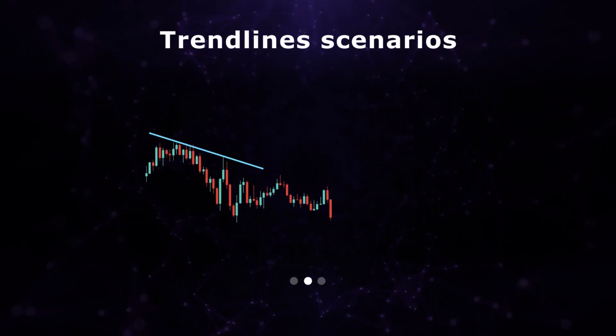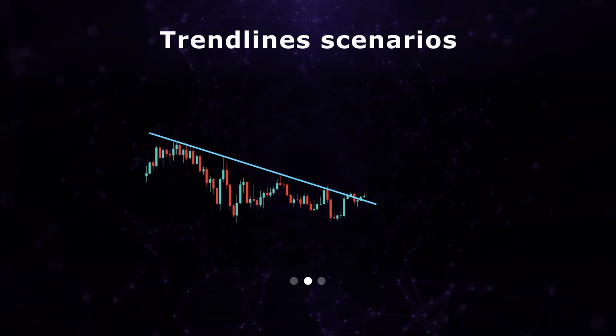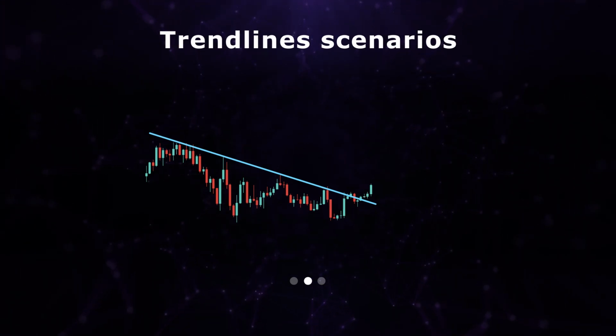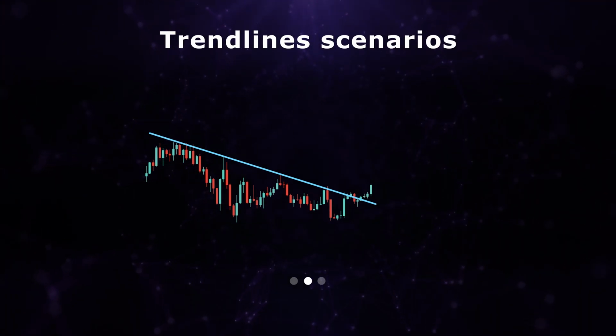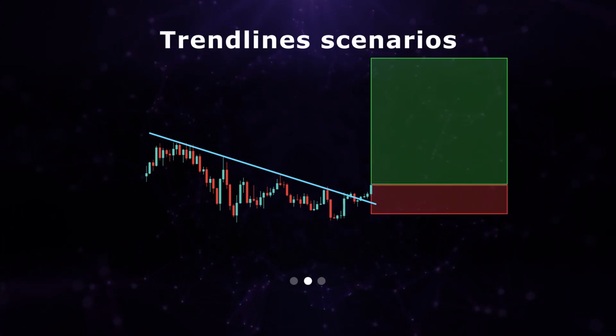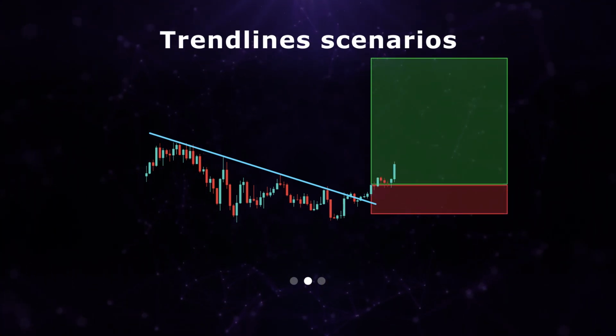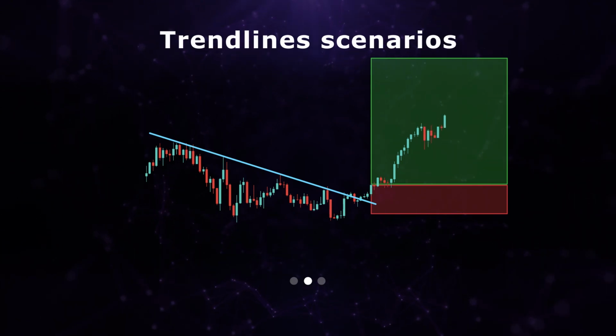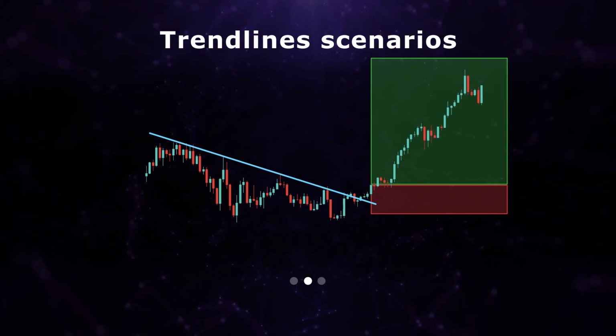The second scenario is when the price reaches the trend line and breaks it with no hesitation. This happens when there's enough volume to push the price through that trend line. In this scenario, the trader might open a trade against that trend line, anticipating that the price will go further down if it broke a bullish trend line, or up if it broke a bearish trend line.